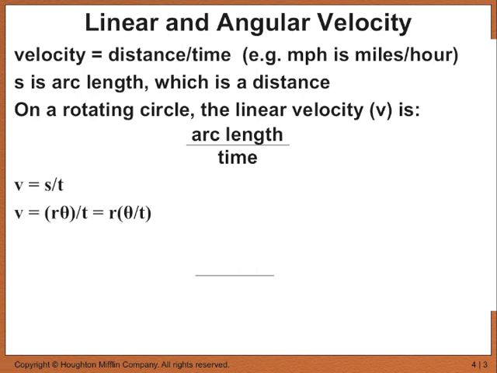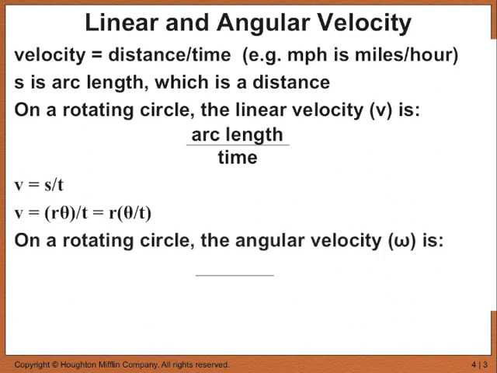You can prove that to yourself too with just random numbers. Try 2 for r and 3 for theta and 4 for t, and play with that, and you'll see that 2 times 3 over 4 is the same exact thing as 2 times 3 over 4. Anyway, let's get to the next step.